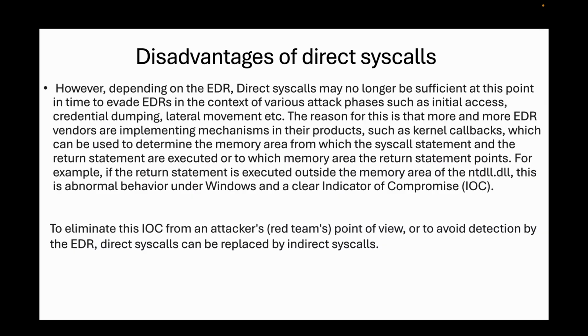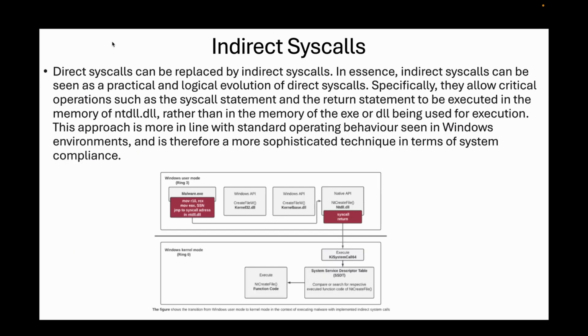To eliminate this IOC, we can use indirect syscalls instead of direct syscalls. In essence, indirect syscalls can be seen as a practical and logical evolution of direct syscalls. Specifically, they allow critical operations such as the syscall statement and the return statement to be executed in the memory of NTDLL, rather than in the memory of the executable being used for execution. This approach is more in line with standard operating behavior, and is therefore seen as a more sophisticated technique.